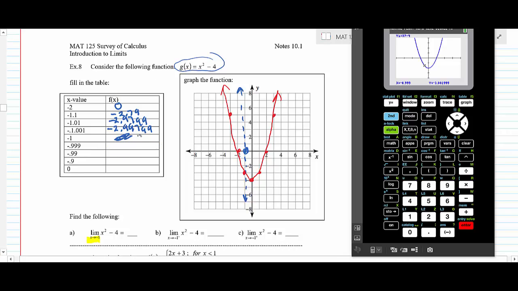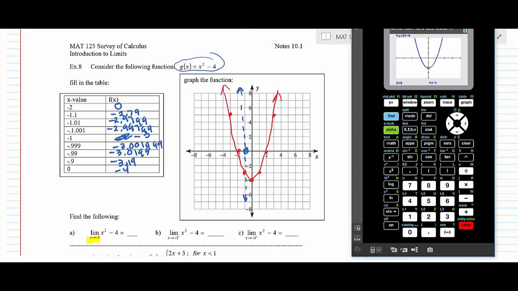Oh, I got the wrong thing there. That's -3. Okay, sorry about that. So that's -3.00199. Then you'll kind of get the idea of what I'm trying to do here. So -0.99, I do this. I got -3.0199, and so forth. So you're just getting a little bit greater accuracy with the decimals. And then if we go to the last one at 0, that should just be -4 like that.